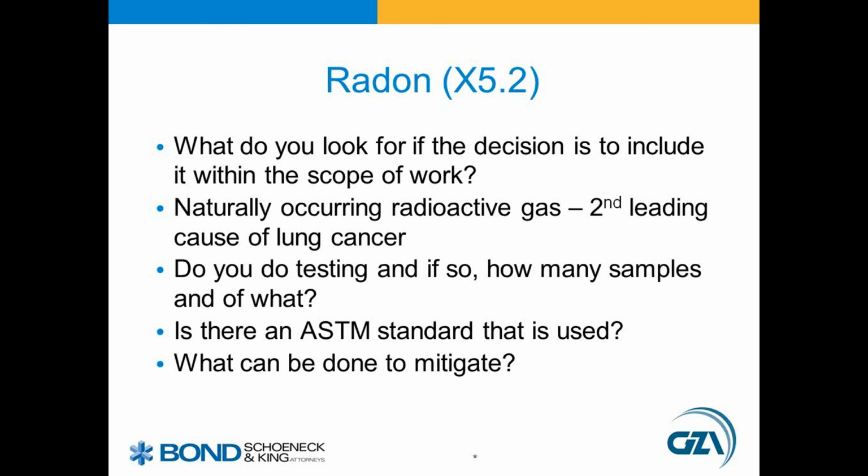There are also professional testing consultants that can come in and do a more accurate survey. The EPA has established an action level for deciding when you need to, quote, do something about the radon in your home, school, or workplace, and that is 4 picocuries per liter, which is simply a measurement of radiation. There are several ASTM standards that can be referenced.